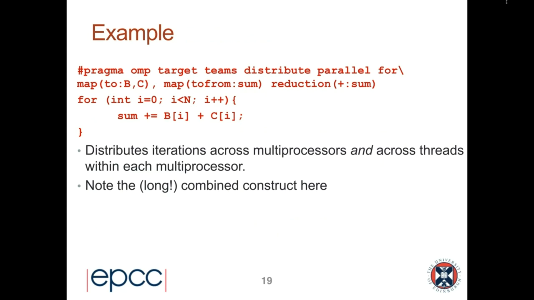Okay, so finally, we can get something that will actually do something useful with this example. You end up with this ludicrously long directive. There are a whole bunch of combined directives here, so you don't have to write a whole stack of them. You can put it all on one line. If you want to offload this loop to a GPU and parallelize it across SMs and threads within an SM, then that's what you have to do: hash pragma omp target teams distribute parallel for, and then the map clauses, and then the reduction clause. So you can jam everything together, which looks a bit horrible, really.